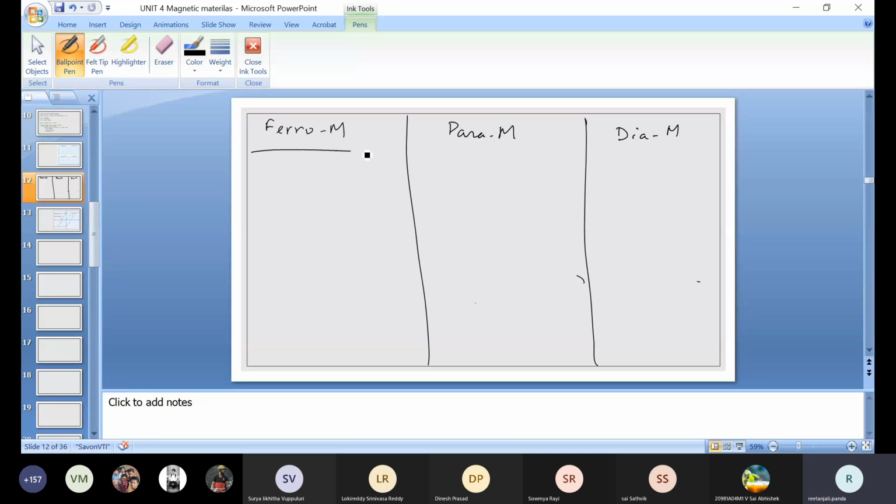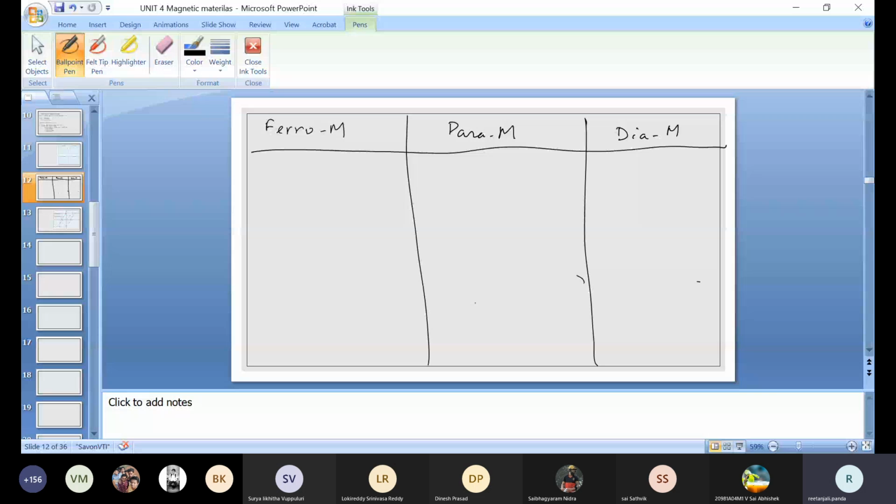Okay, I am writing in a difference format. So I can say that if I place any material in a magnetic field, the attraction of the material towards the magnetic field will also show its property, whether it is ferromagnetic, paramagnetic, or diamagnetic. Okay, if we place a ferromagnetic material in a magnetic field, there will be a strong attraction towards the magnetic field in the case of a ferromagnetic material.